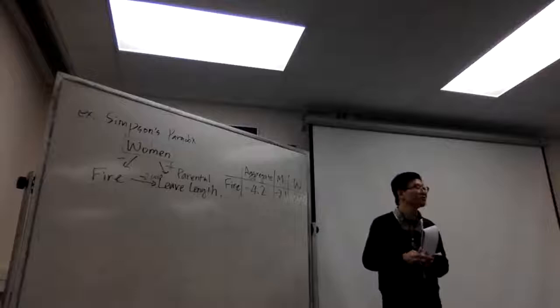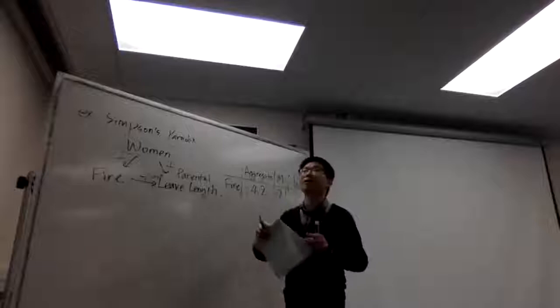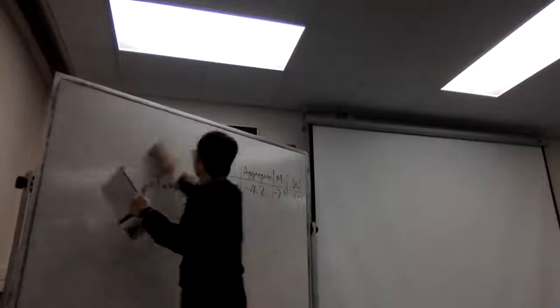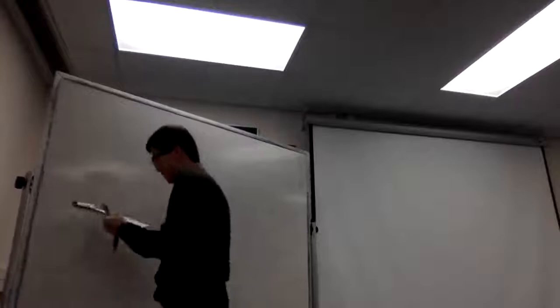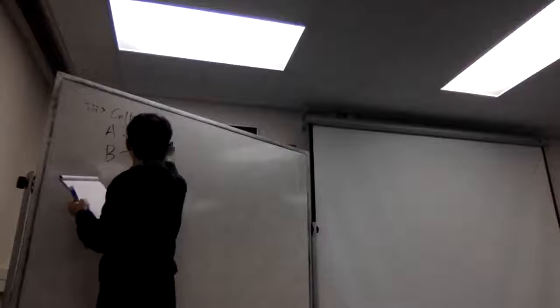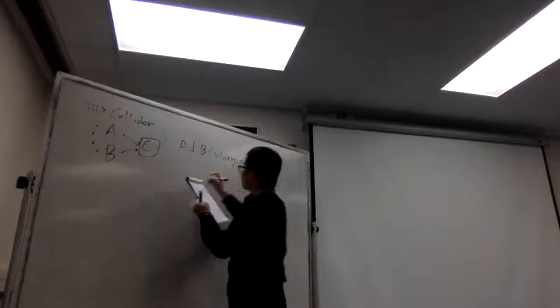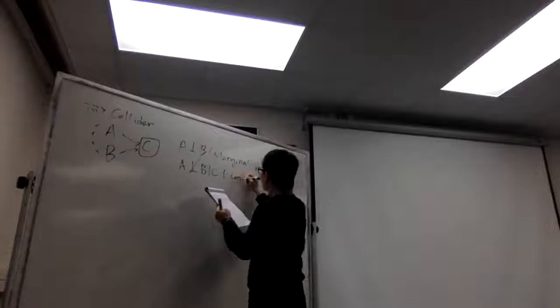Okay. Any questions? Yeah, we have a lot of things to cover, so I'll just keep going fast. The third one is collider. This is characterized by marginal independence, but conditional association as well.